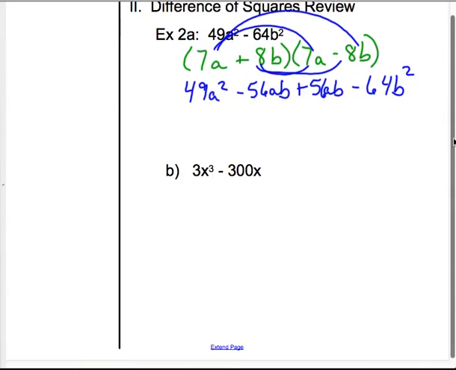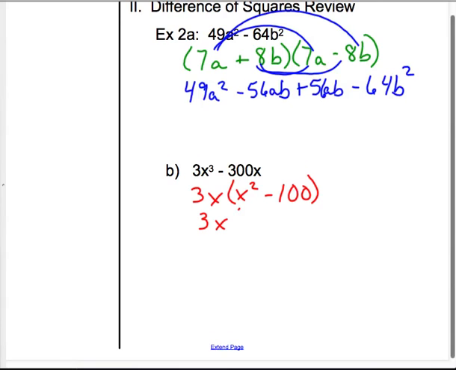Taking a look at our second example, 3x cubed and 300x are all not perfect squares. But I do notice that both of these terms have a common factor. So I'm going to factor out the 3x, leaving my first term with an x squared, and my second term is minus 100. Now, x squared and 100 are both perfect squares, so I can keep factoring.